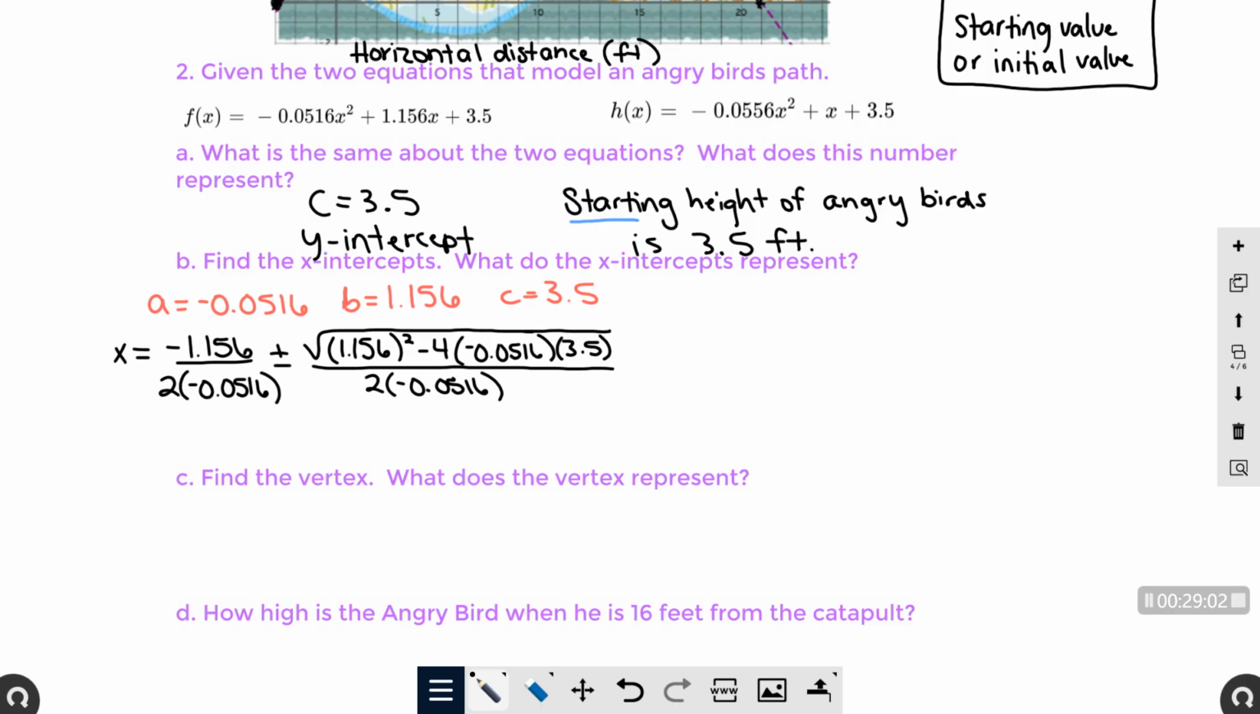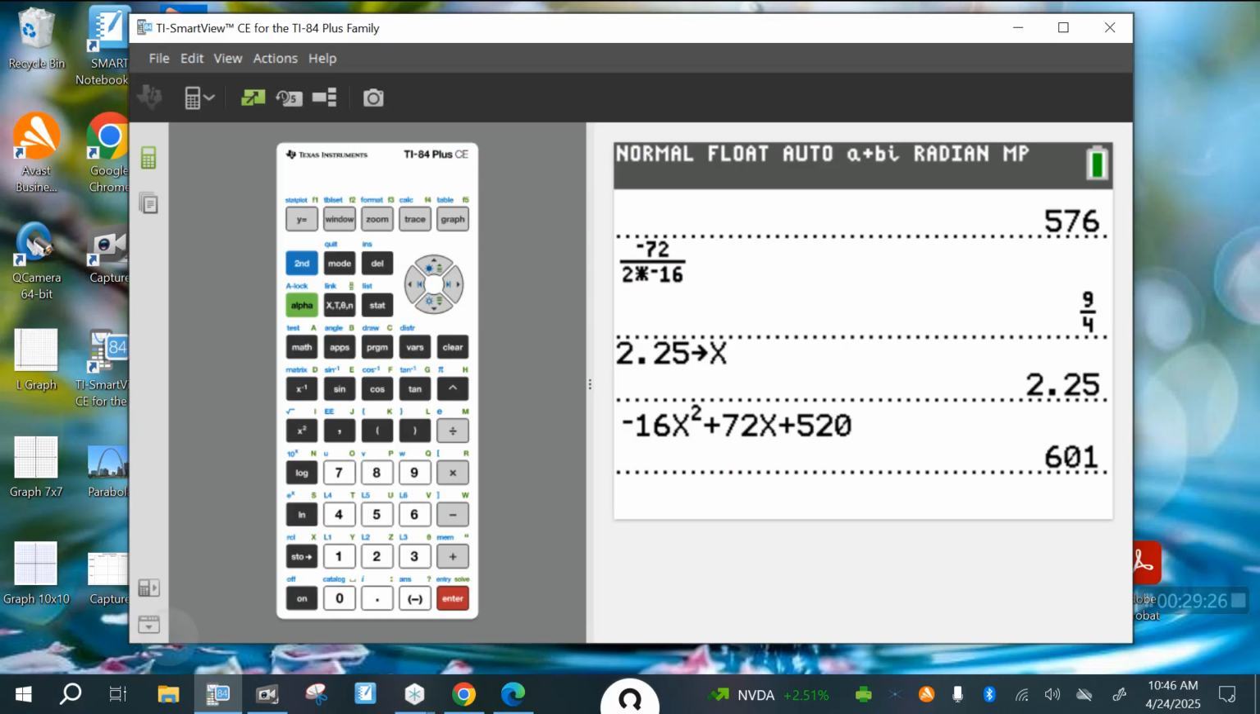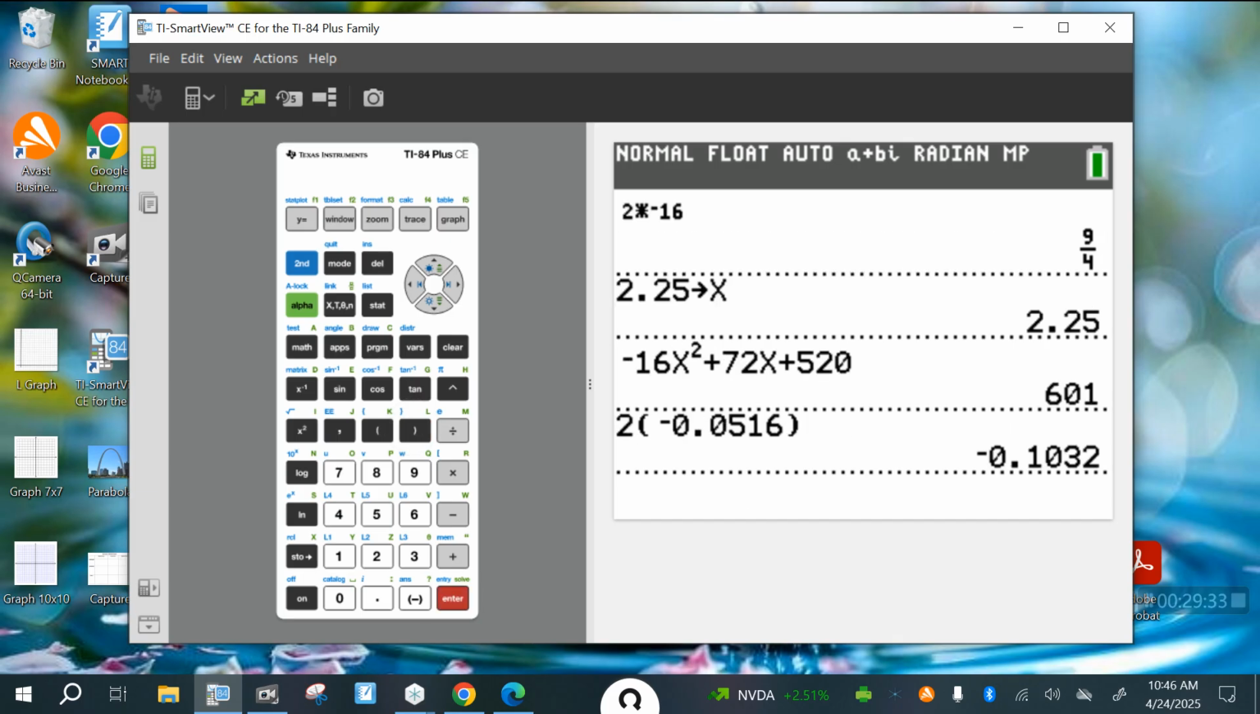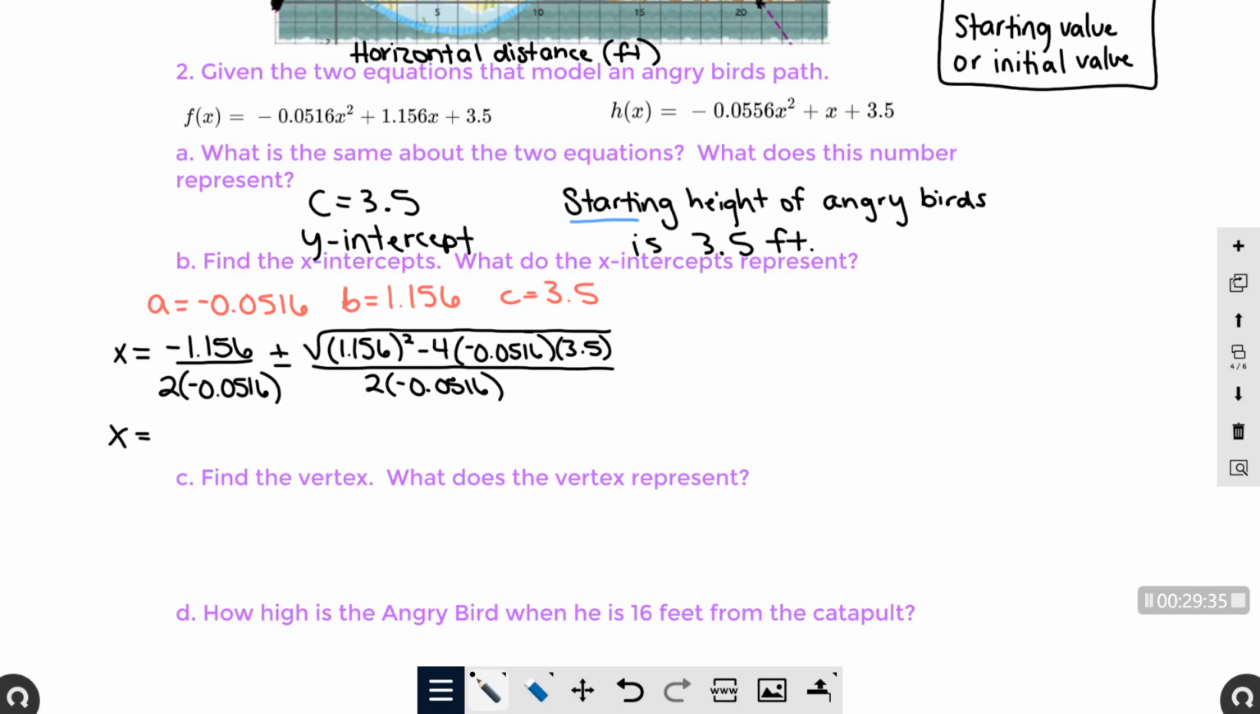Yeah, it looks really long, especially with all of those big, long numbers in it. But remember, this is a word problem, so rounding is fine. We can do a lot of rounding in here. But we still simplify the same way that we simplified it in the last unit. What do you simplify first? Denominators. So we have 2 times negative 0.0516, which gives us negative 0.1032.